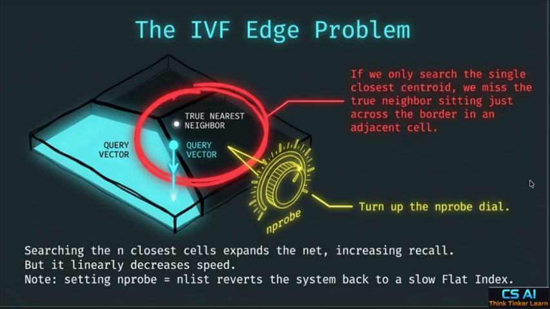But IVF has an edge problem. If a query vector lands near a cell border, the true nearest neighbor might actually be sitting just across the line in an adjacent cell. If we only check one cell, we miss it.